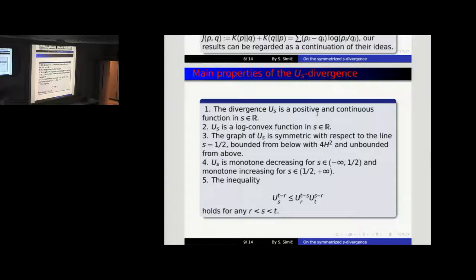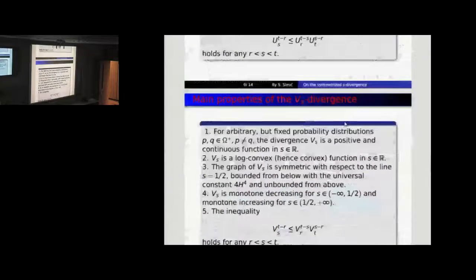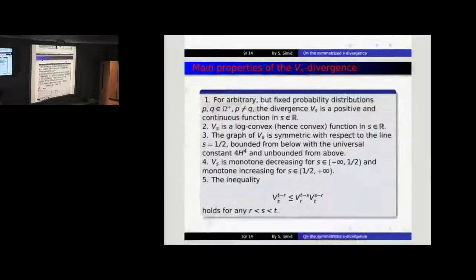And now you will see that the main properties of the product are almost the same. Also log convex, also a symmetric graph, but now this constant down there is 4h squared. Also decreasing there, increasing here, also this inequality as well. That's my results for those symmetrized.